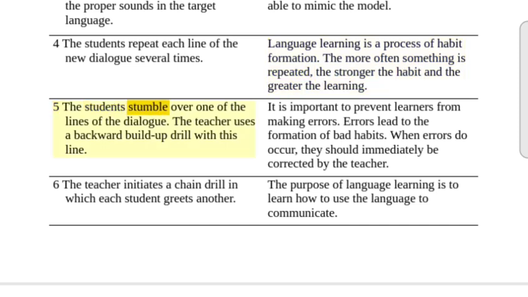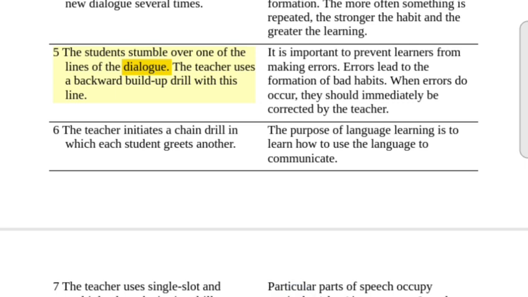5. The students stumble over one of the lines of the dialogue. The teacher uses a backward build-up drill with this line. It is important to prevent learners from making errors. Errors lead to the formation of bad habits. When errors do occur, they should immediately be corrected by the teacher.